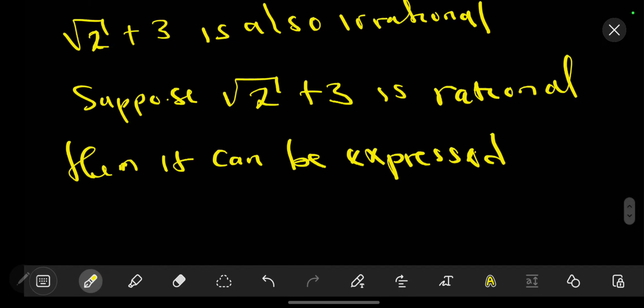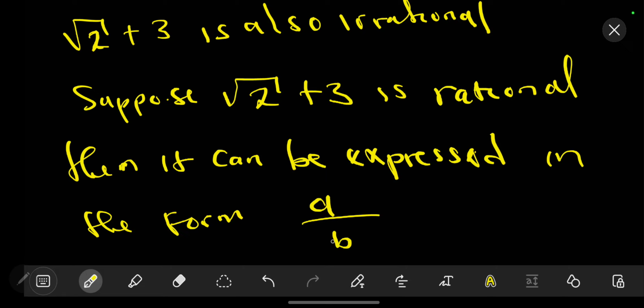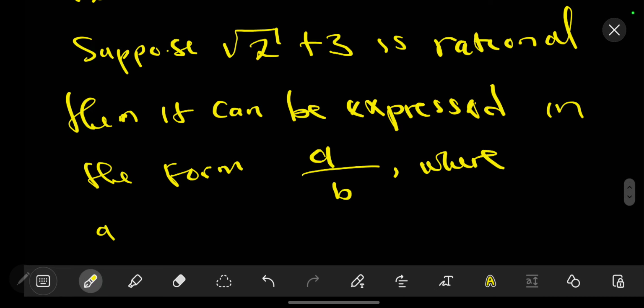it can be expressed in the form A over B. So rational numbers can be expressed in this form. Then we are going to say where our A and B are elements of Z. So Z means the integers, numbers, negatives and positives. That does not include fractions.